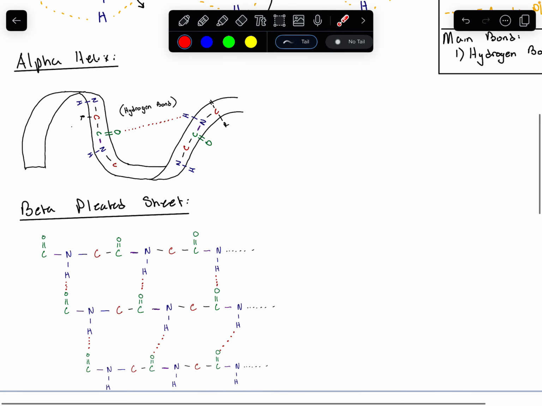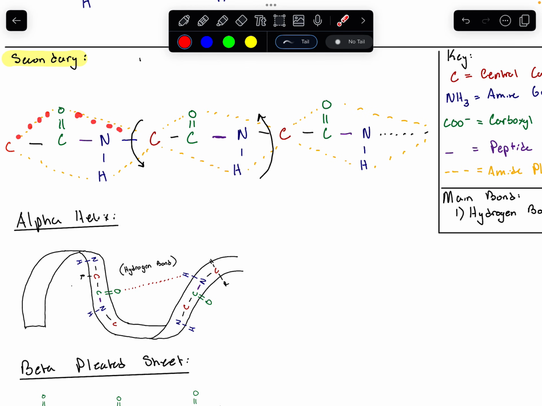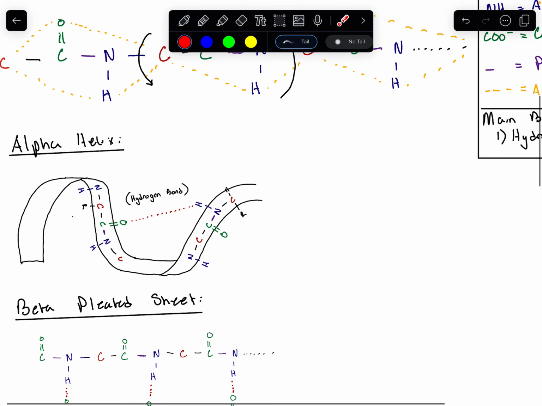So in your secondary structure, you can have an alpha helix or a beta pleated sheet. And this is where hydrogen bonds start coming into play. So once these amide planes start to rotate a little bit, our overall polypeptide chain is going to start to rotate and twist in on itself. However, it needs some bonds to hold that structure. So what's going to happen is hydrogen bonds are going to start to form between carboxylic acid groups and amine groups. I think it was every fourth amino acid, I'm pretty sure.